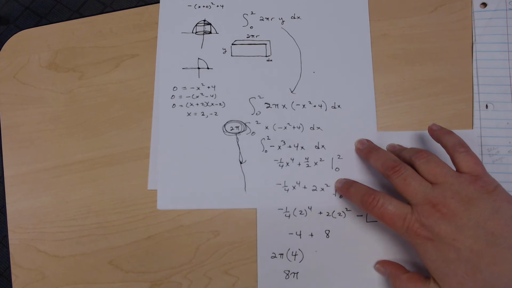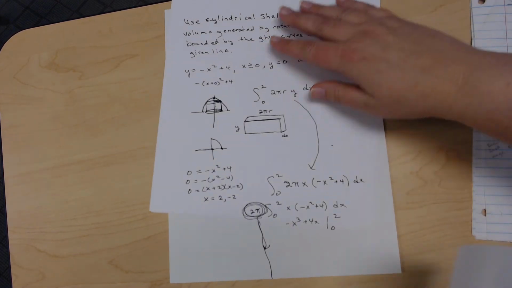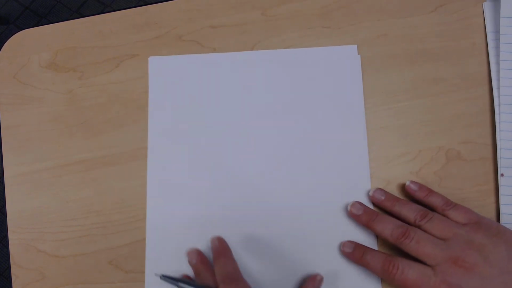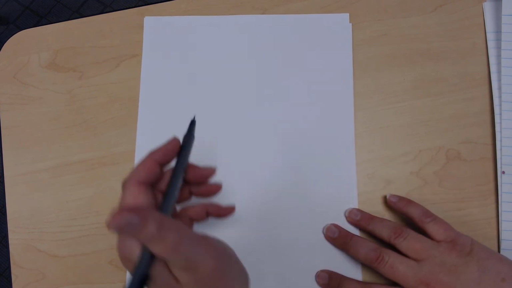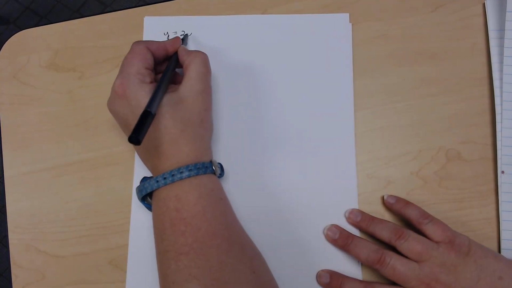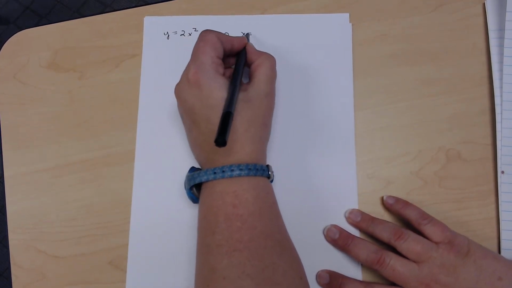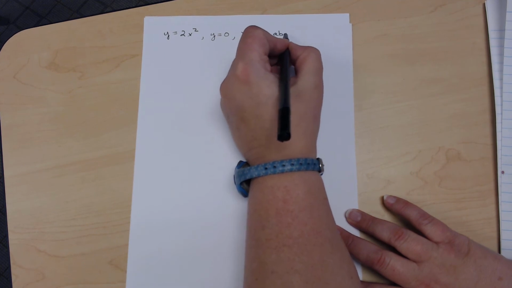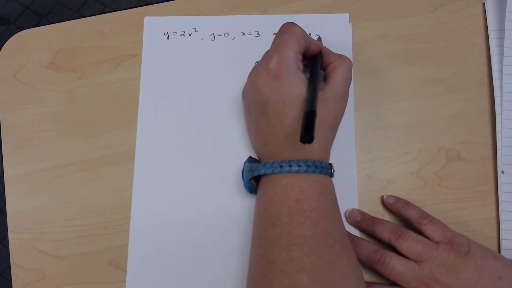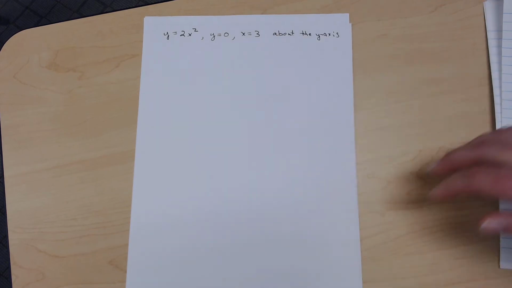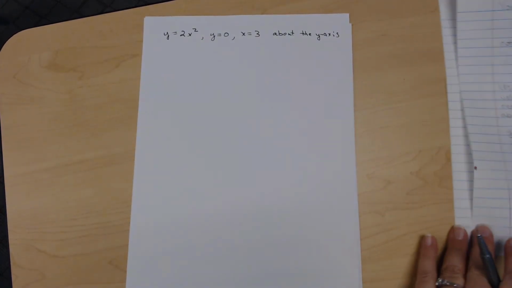Okay. All right, let's try another one. We got our directions. We know our directions. Now it's just a matter of practicing. Let's do this one. Okay, so we're doing, let's see, make sure that we can see it here. All right, let's do y equals 2x squared, y equals 0, x equals 3, and we're going about the y-axis. I think we'll start out just going about the y, and then we'll change in a little bit.